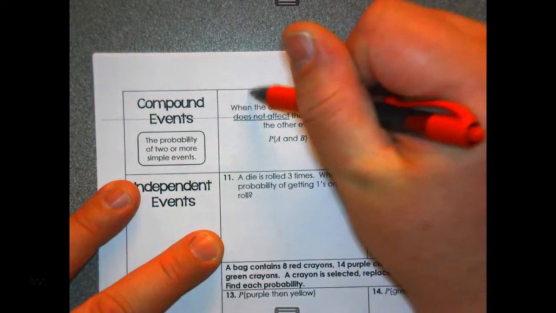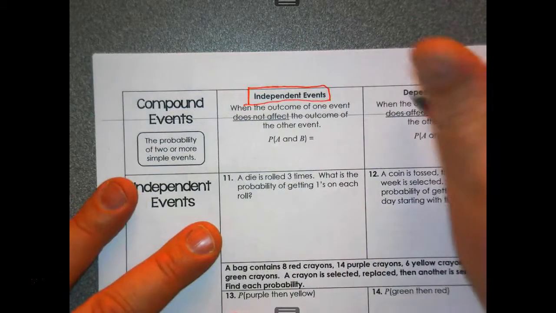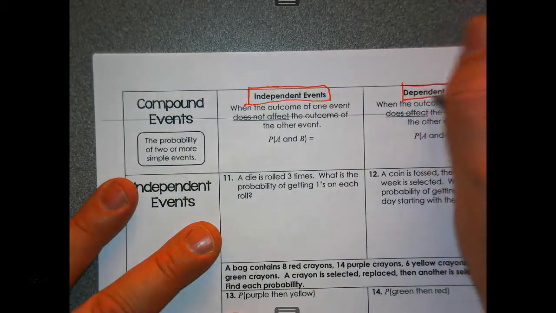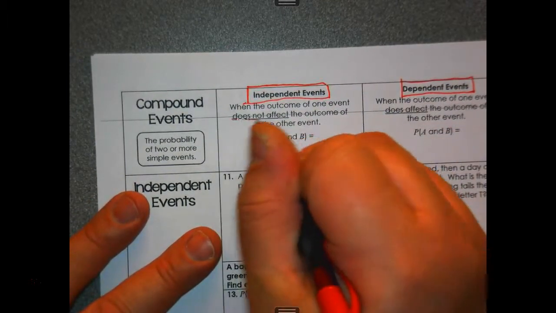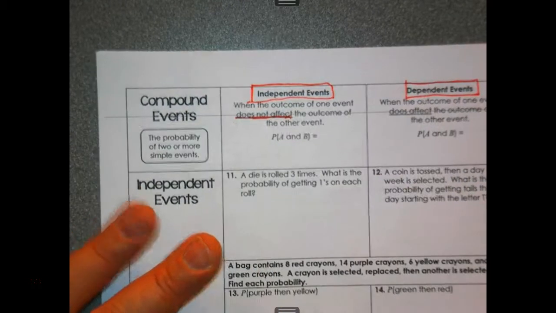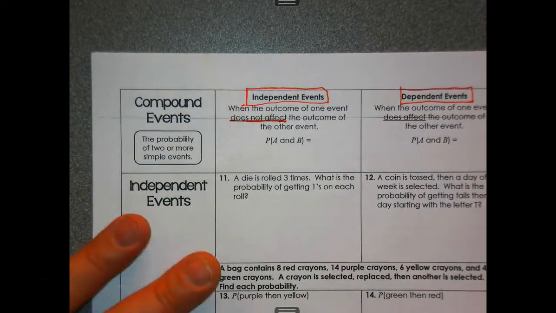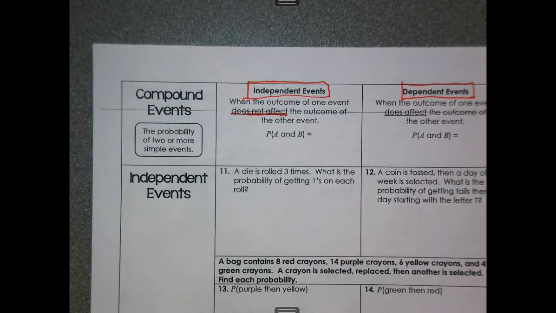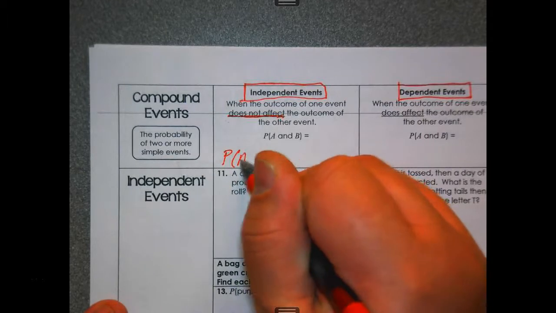All right, compound events. We have 2 types of compound events. We have independent events and dependent events. An independent event does not affect the outcome of the other events. One event outcome doesn't affect the outcome of the other. So we have the probability of A and B. We're going to use a mathematical operation, multiplication.